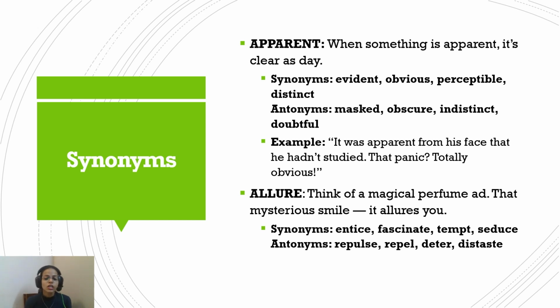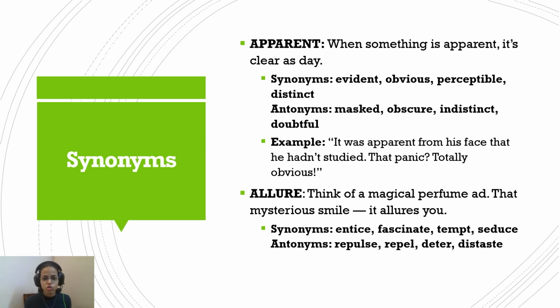Allure. Now, allure means something that is quite mysterious and yet attractive. The synonyms for the word would be entice, fascinate, tempt, seduce, and the antonyms would be repulse. It's like you just feel very driven away by that, you're repelled by it, you're deterred, distasteful.